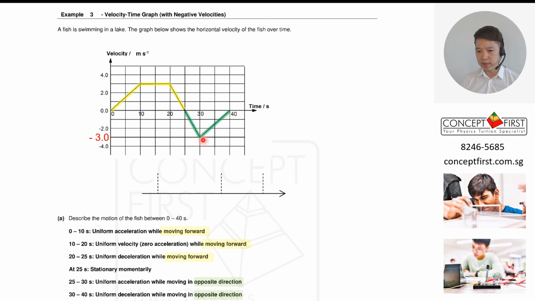The green part, they are moving backwards, so you see opposite direction. So here is a bit tricky. For negative velocity, things are slightly different. I remind you, the negative means that it's going the opposite direction.